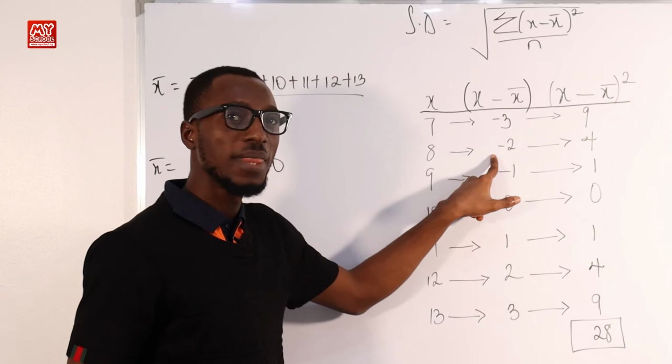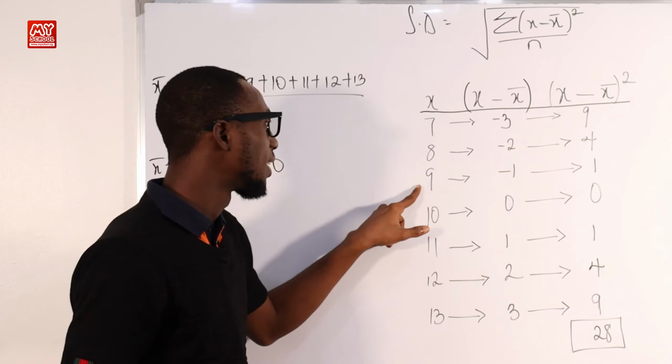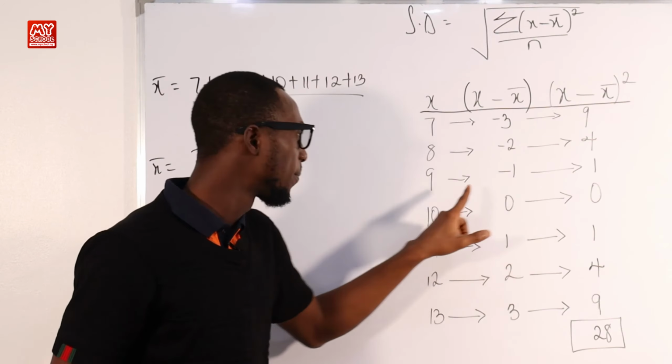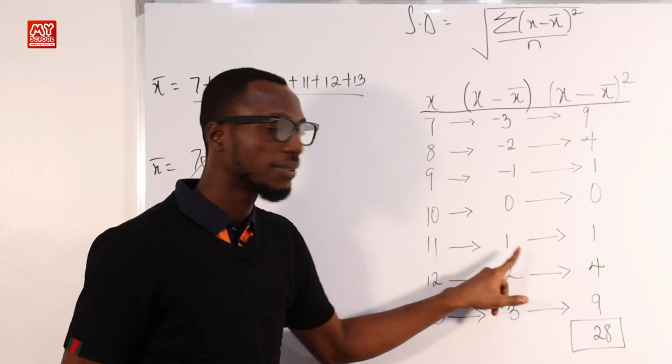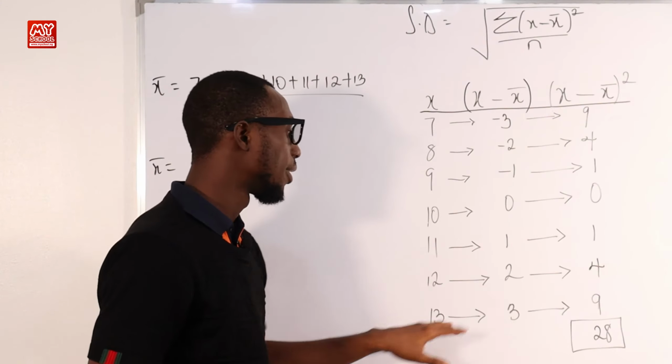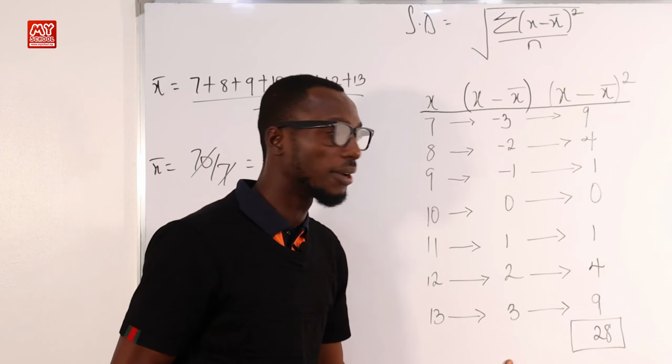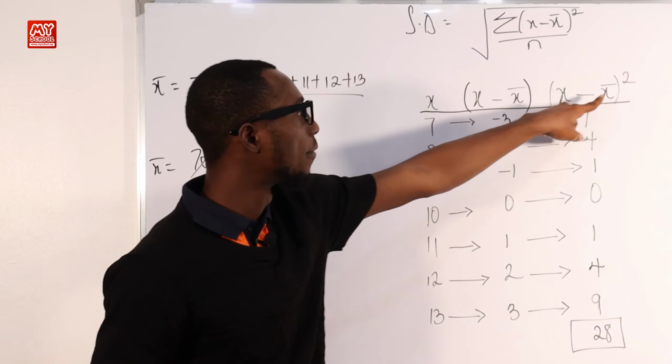8 minus 10, that is minus 2. 9 minus 10, that is minus 1. 10 minus 10, that is 0. 11 minus 10, 1. 12 minus 10, 2. 13 minus 10, we have 3. So we'll just find the square of this.